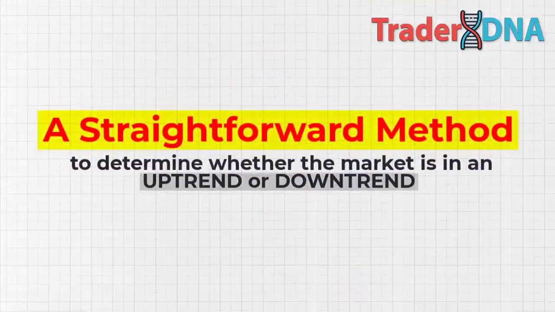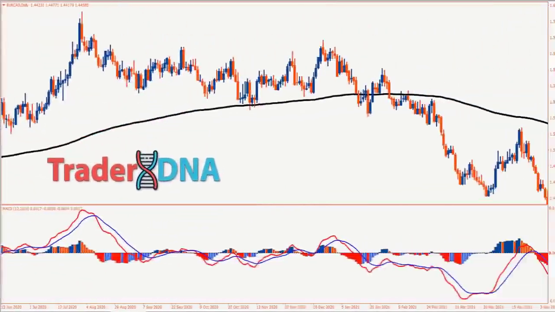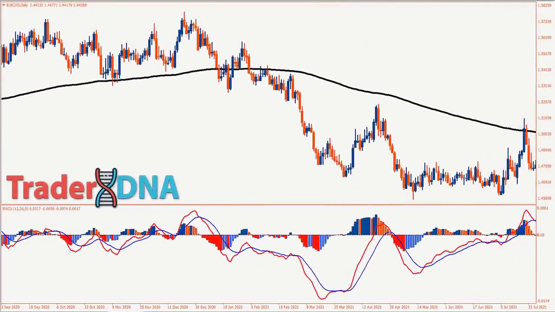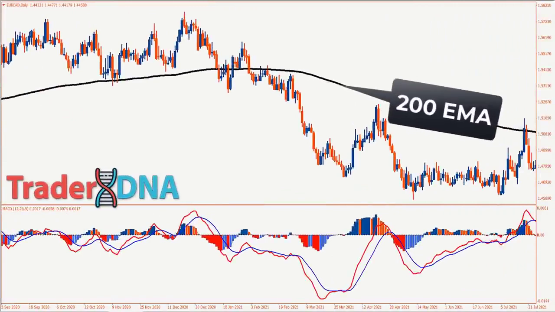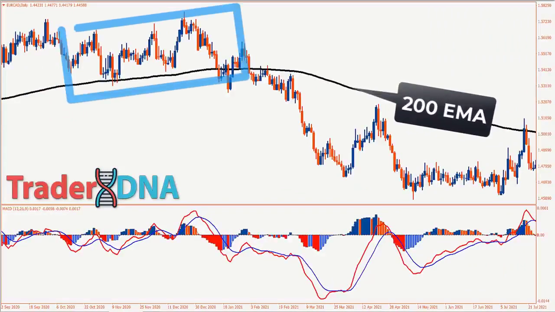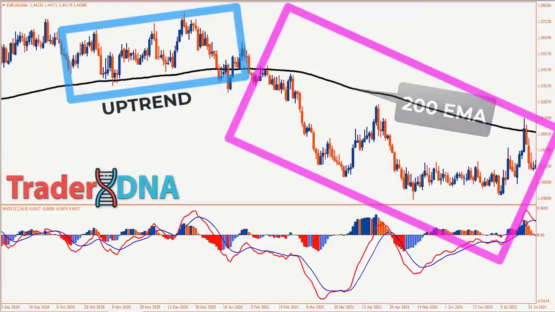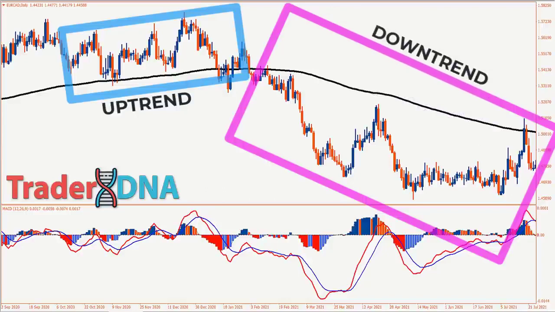All you need to do is incorporate a 200-day moving average. To accomplish this, once the indicator is added, you will observe a single line on the chart. If the price is positioned above that line, it signifies an uptrend in the market. Conversely, if the price is below that line, it indicates a downtrend in the market. Therefore, if the market is above the 200 EMA, we only look for buy signals, and if the market is below the 200 EMA, we only look for sell signals.